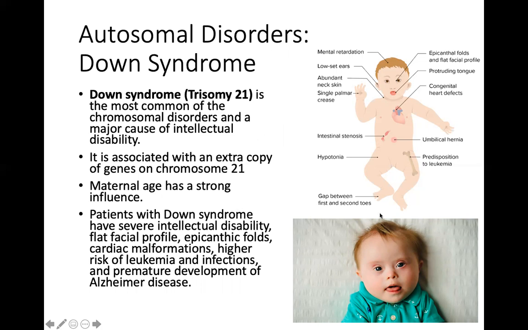Alright, so remember that patients with Down syndrome have severe intellectual disability. Although some na may Down syndrome, meron pang parang nakapagtapos, etc., di ba? So mental retardation, low set ears, etc. Merong gap between the first and second toes. Yun yung mga characteristic epicanthal folds. Diba may characteristic silang fuzzy, alright? Tapos nagpo-protrude yung tongue, alright?